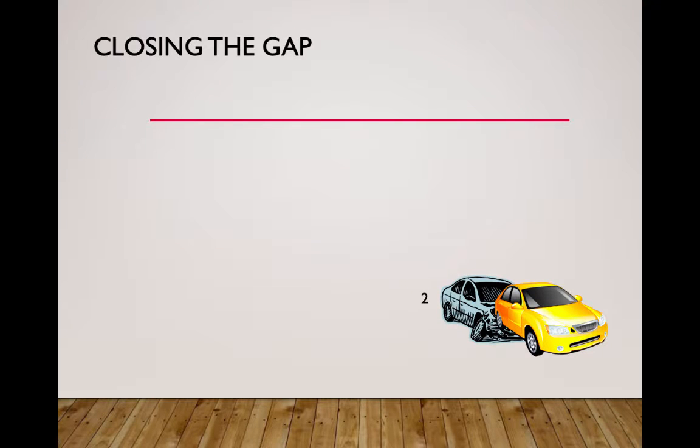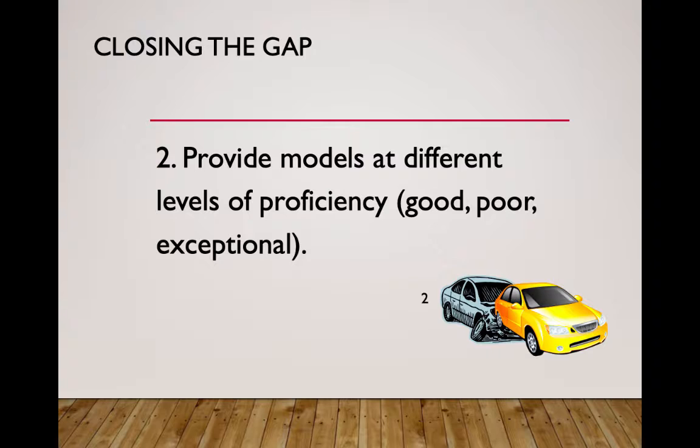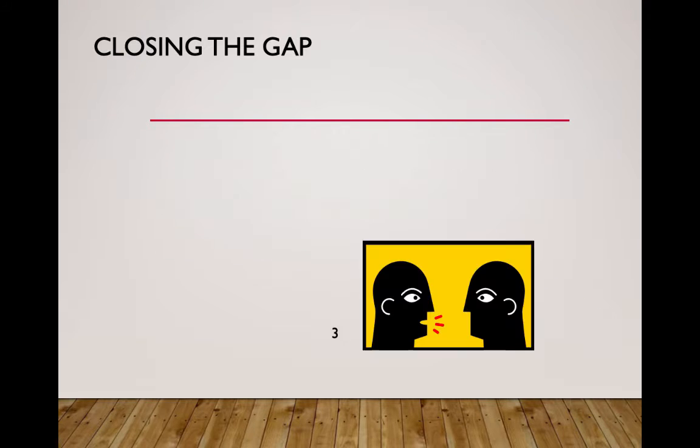Good models and poor models. Provide models at different levels of proficiency. What does a target level piece of work look like? What does a poor one look like? What does an exceptional one look like? If they have a model, they're more likely to be able to get where they want to go.